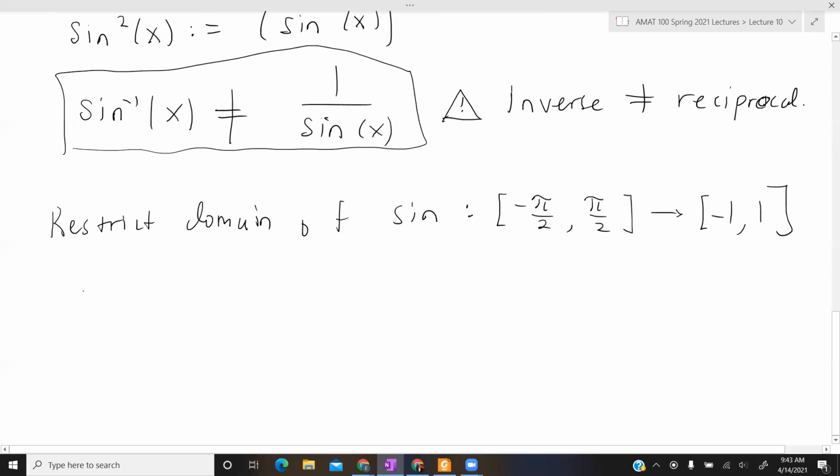But if that's the case, this implies, remember, one part of the definition of inverse function is that the inverse function has the domain and codomain swapped. So that's why sine inverse goes from -1 to 1, or from [-1, 1] to [-pi/2, pi/2].